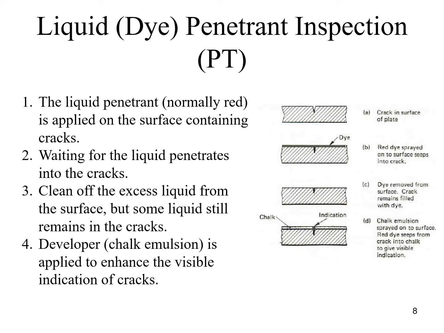Liquid dye penetration inspection method, or the PT method. What happens here? Liquid penetrant is applied on the surface containing the cracks. The dye is applied, waiting for the liquid to penetrate into the crack. Then clean off the excess liquid from the surface, but some liquid still remains in the crack. Developer chalk emulsion is applied to enhance the visible indication of the cracks. So this is the indication.